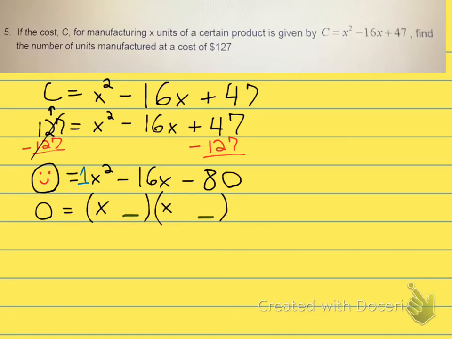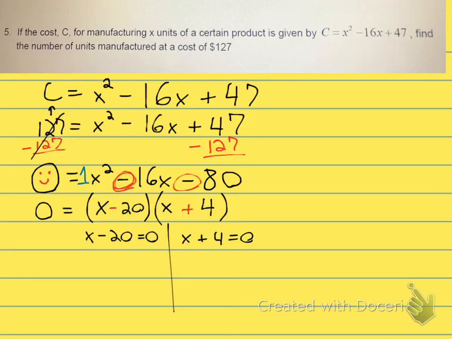So this is going to be 20 and 4. Now my signs. This tells me that my signs are different. This tells me that my larger one is negative. So this is going to be a minus and a plus. And now I set all of my factors equal to 0. x minus 20 equals 0, and x plus 4 equals 0.